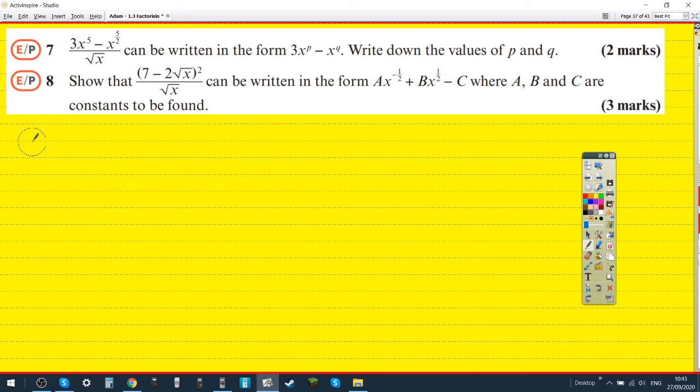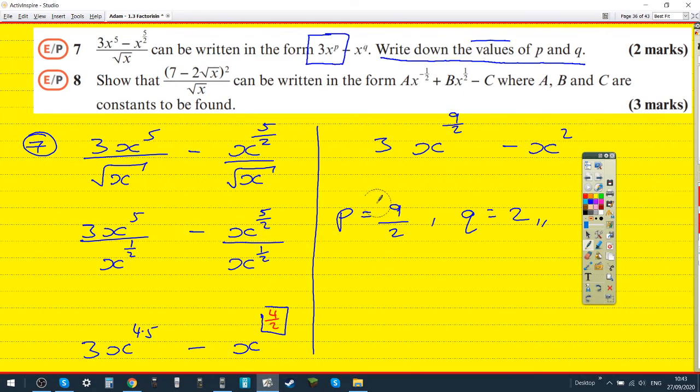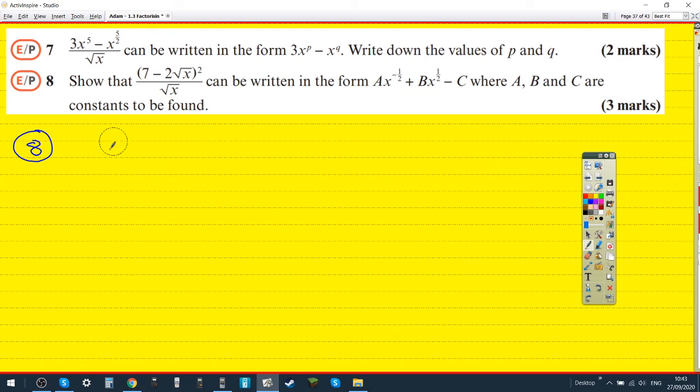So how do we do this one? Would you have to get rid of the brackets and the square first? Would you square root the whole top fraction? No, it's not an equation, so that would change it. Like this one here, p is 9/2. You can't just say p is 3/2. By square rooting it, that would change it. You would expand the bracket.